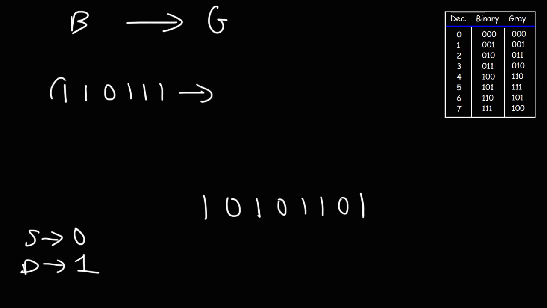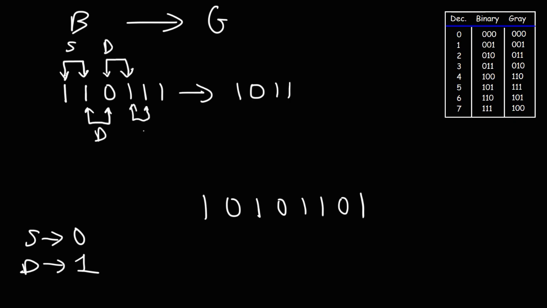So first, let's rewrite the MSB, which is 1, and then let's compare these two. Those two are the same, so we're going to put a 0 for that. These two are different, so we're going to put 1. These two are different, so 1. Those two are the same, so that's 0. And these two are the same, so that's going to be a 0. So the answer for the first practice problem is 1, 0, 1, 1, 0, 0.